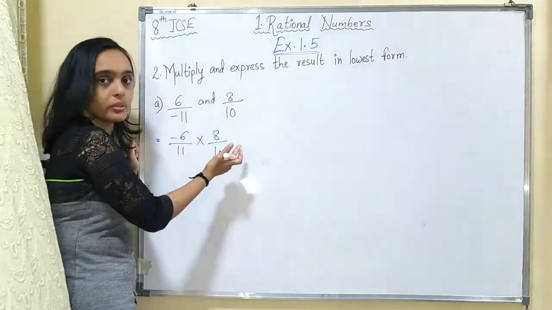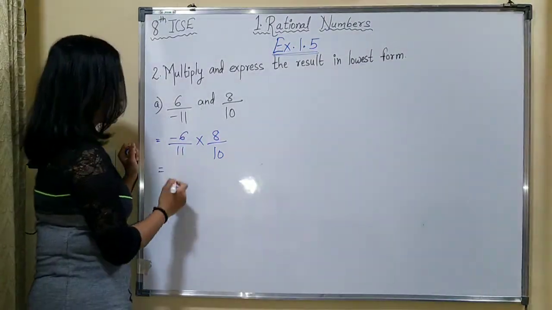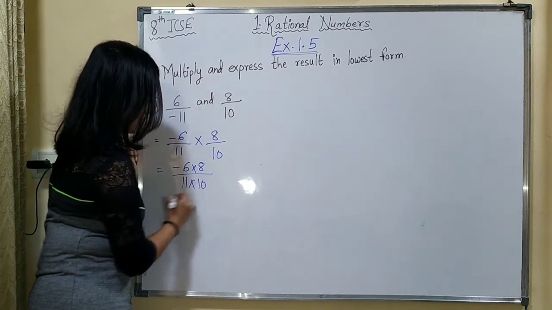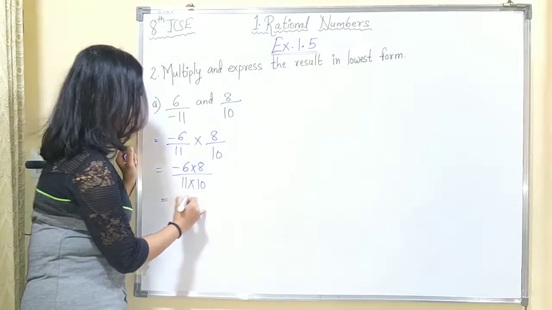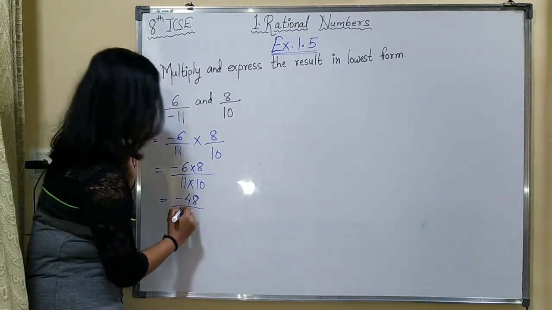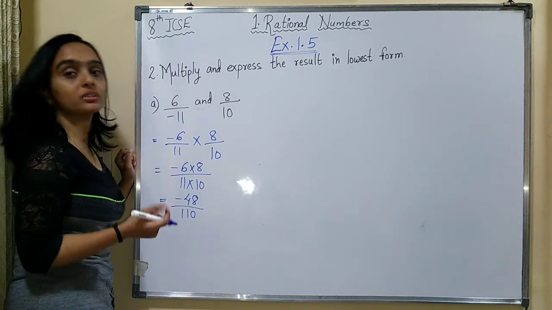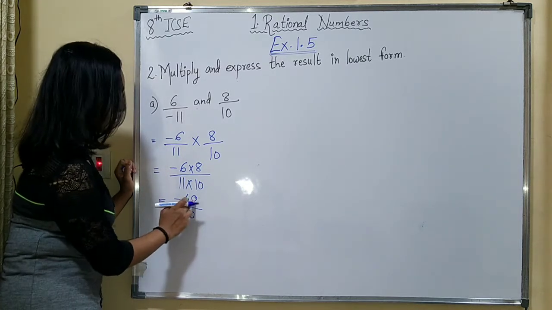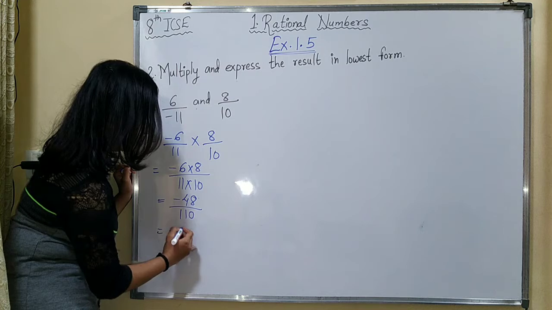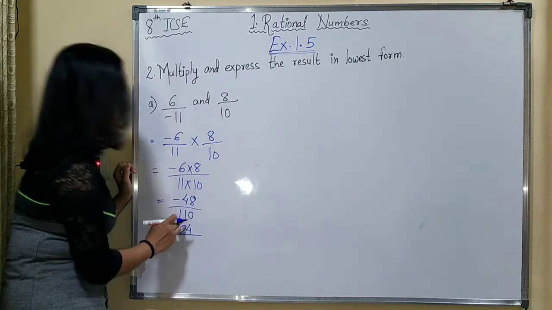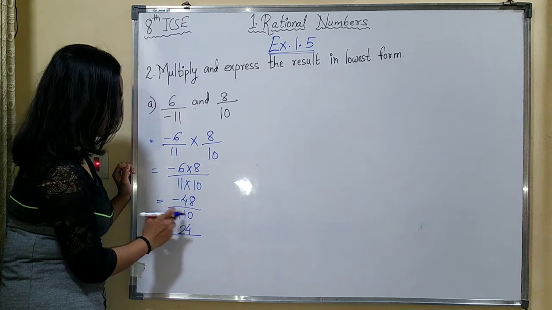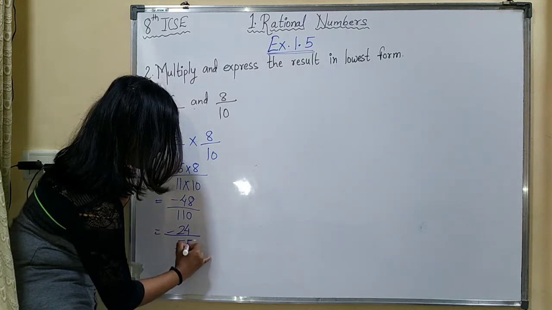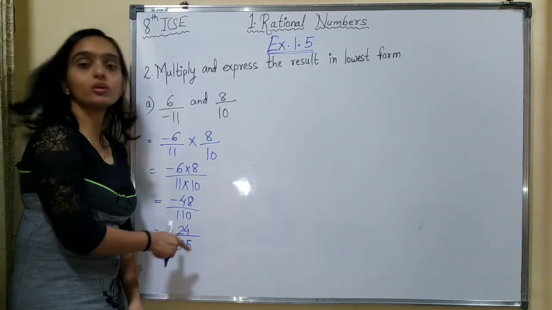Now we will multiply numerator by numerator and denominator by denominator. So we will get minus 6 into 8 and 11 multiplied by 10. So 6 8s are 48, so minus 48 upon 11 10s are 110. Now we can reduce it by 2 as the numerator and denominator are both divisible by 2. Dividing 48 by 2 gives 24, and 110 divided by 2 gives 55. So your final answer will be minus 24 upon 55.